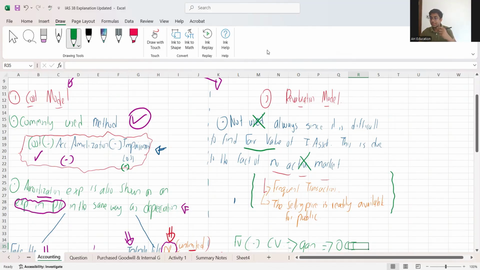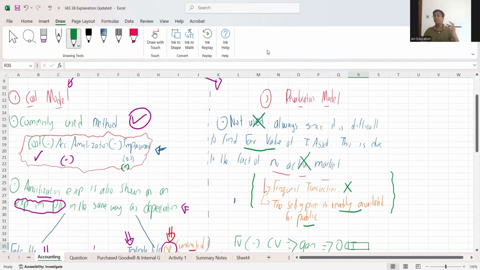Intangible assets are not frequently transacted, right? For an example, take this. This is my calculator. It's a tangible asset. Each and every time I always transact. Frequently, this is being bought or this is being sold. Okay. But in terms of intangible assets, they are not frequently bought or sold. That is why they do not have an active market or active fair value, and the selling price is not readily available for the public.